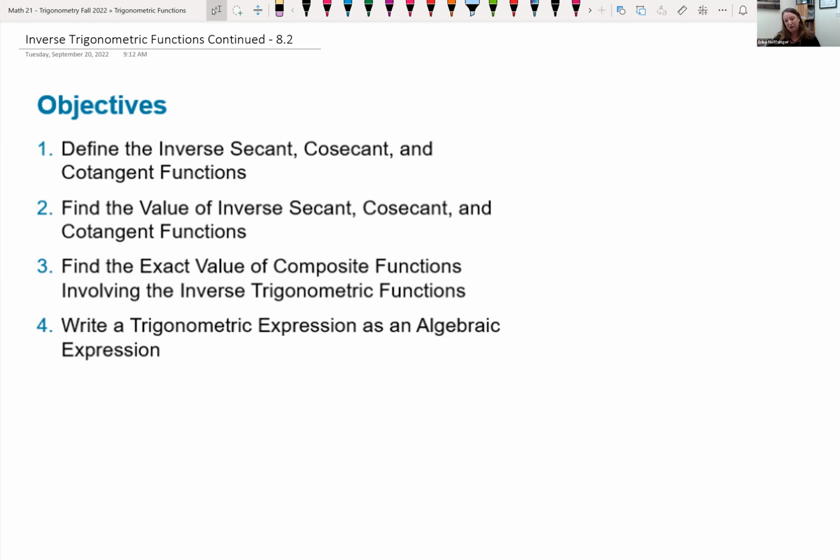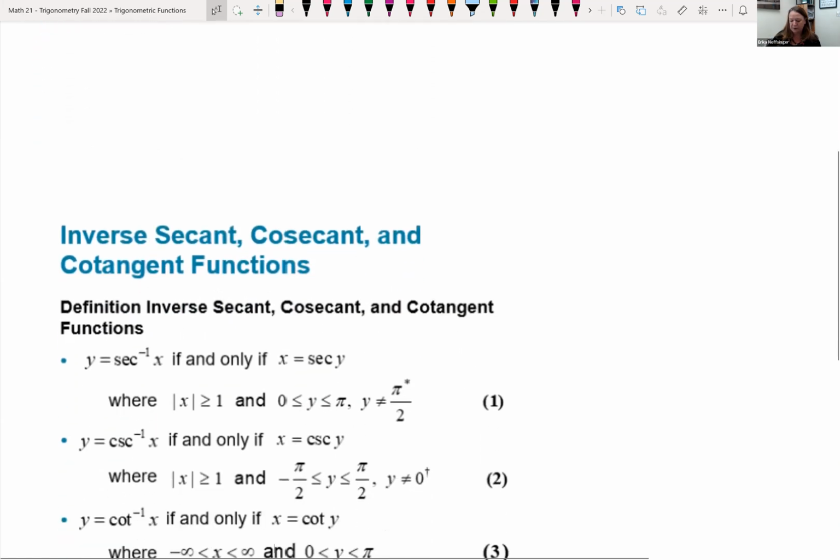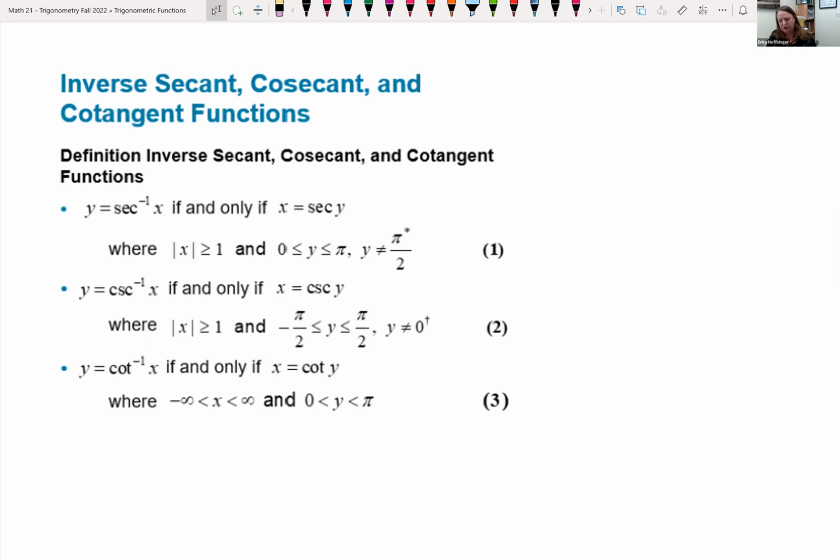So before, when I was doing the inverse trigonometric functions for cosine, sine, and tangent, we looked at the graphs and we went about it that way. I'm going to do it a little differently for these other trigonometric functions. And so I'm just pulling up here the definitions of our inverse trigonometric functions for secant, cosecant, and cotangent.